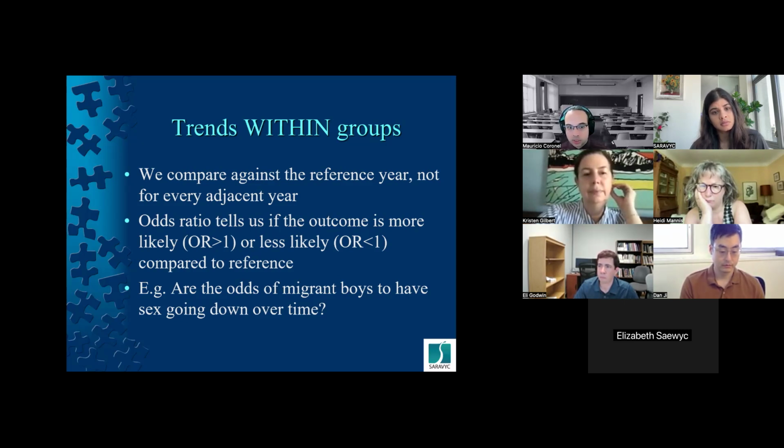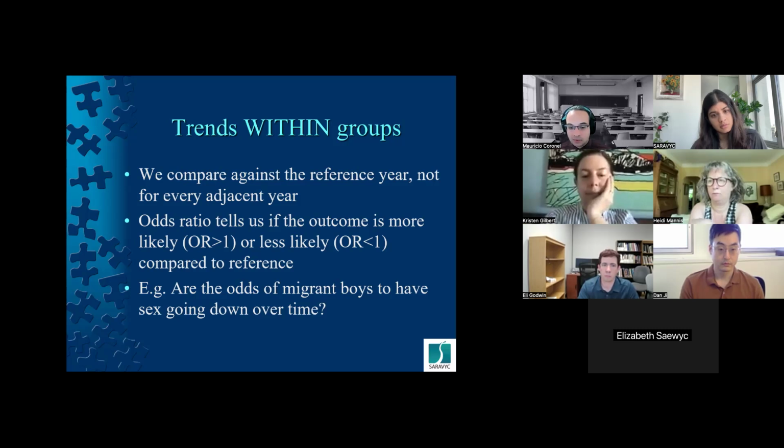And we use what's called an odds ratio, which is a number that tells us if the outcome is becoming more likely when it's bigger than 1, or less likely, which is a fractional number, so 0.5, 0.7, compared to the reference. If the number is exactly 1, it means that the outcome is exactly the same compared to the reference. So if the number is bigger, a 2, it means that it's 2 times as likely. But if it's a 0.5, it means that it's half as likely. So we're looking at that ratio of the odds.